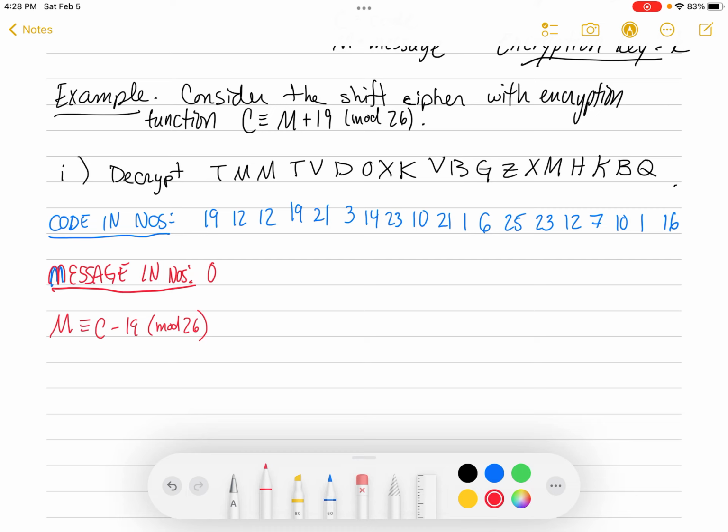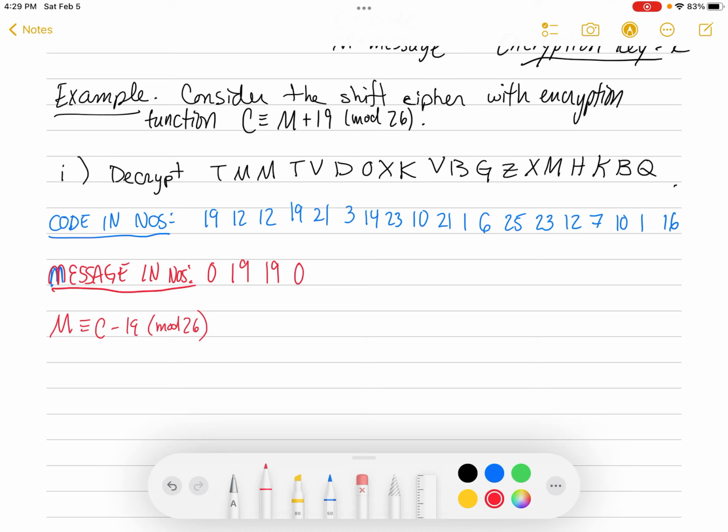Let me do that one more time. 12 minus 19 is -7, and then -7 plus 26 is 19. So you do that again. 12 minus 19 is -7. -7 plus 26 is 19. Anytime you get a negative number, you don't want it to be negative. You want your numbers to be basically from 0 to 25. Remember, 0 to 25. So if you get a negative, you got to add 26 to it.